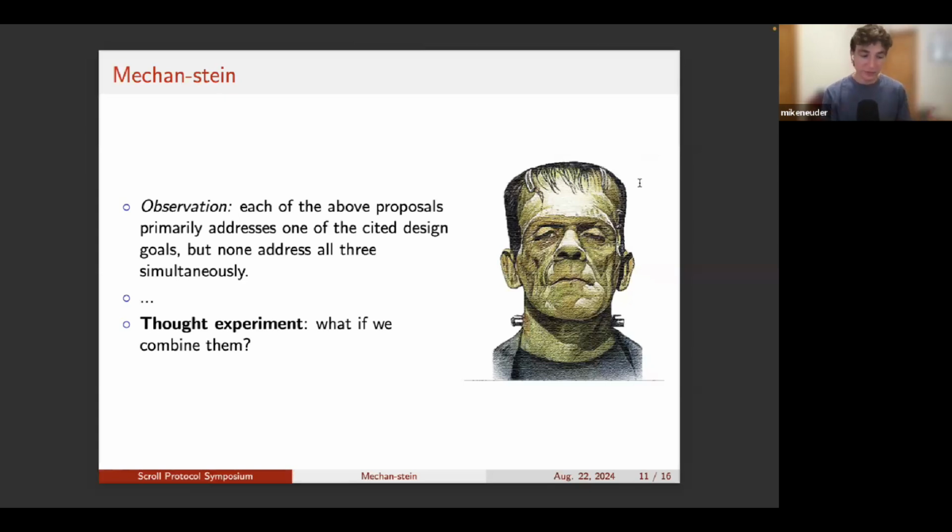And that's kind of where this Frankenstein meme comes from. It's like taking a bunch of things and piecing them together. And that's kind of what the rest of the talk will be about, how this construction actually works.